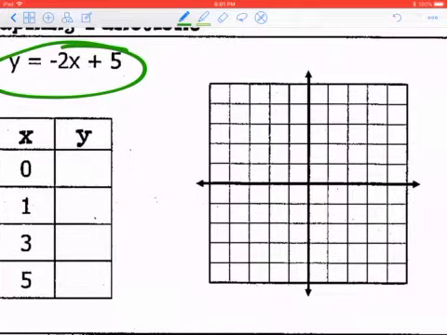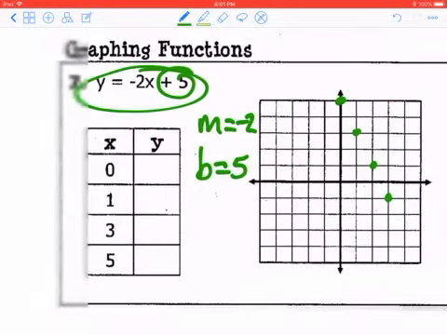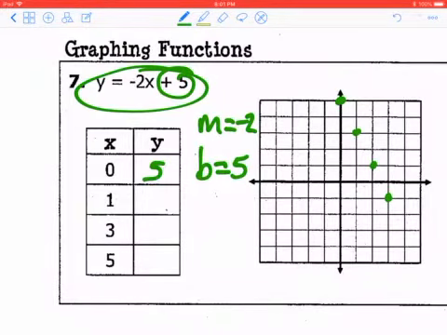But in this case, we will start at 5 because that's our y-intercept, that's our b. And our slope is -2. So if we start at 5, then go down 2, 1, 2, and over 1, down 2, and over 1, down 2, and over 1. We can fill out this table because at 0, it is 5. At 1, it is 3. At 2, it is 1.